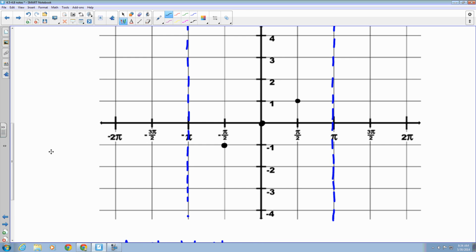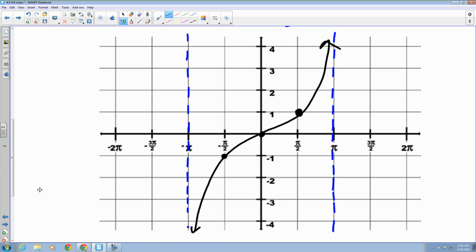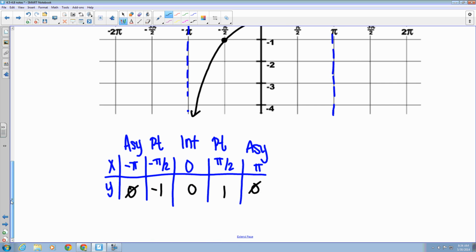Okay, now we're going to do our best to draw this. Missed a little bit. There. So all we need to do, just like with sine and cosine, is just one cycle. So that's all we need to do. Again, here are our 5 key points.